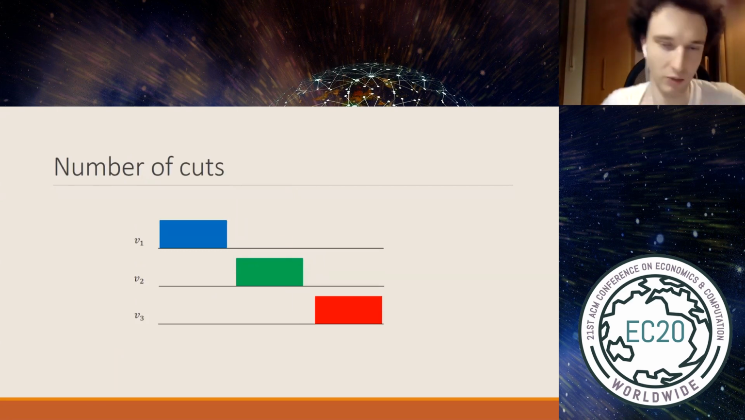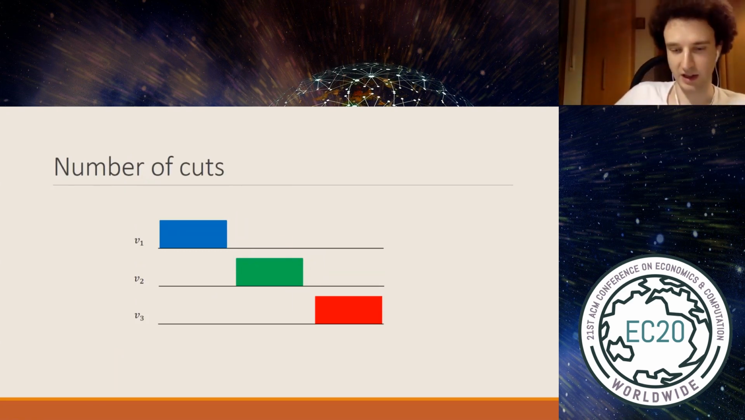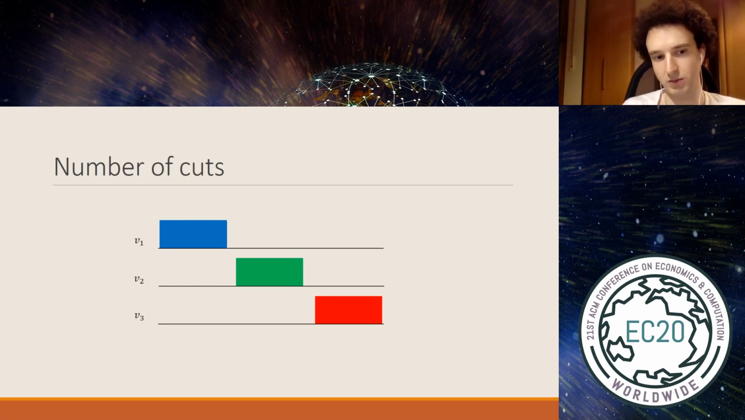Can it get worse than this? Yes, so I claim that in the following example, which has three agents, we actually have to use three cuts. And the reason for this is that if some block does not contain a cut, then there's no way that it is a consensus halving.